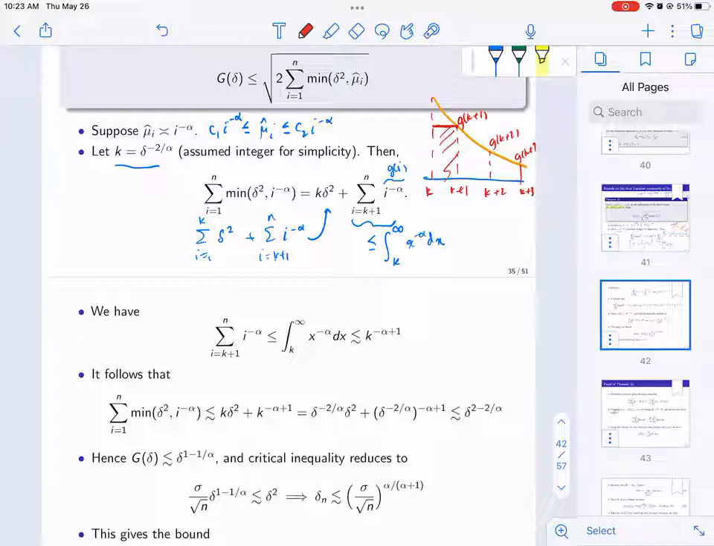So when I add g(K plus 1), I'm basically adding g(K plus 1) times the length here, which is 1, right? So I'm adding this plus that, right? So the integral from K to infinity of this function is an upper bound on this sum, right? And then I can calculate this. That's basically what I have here.